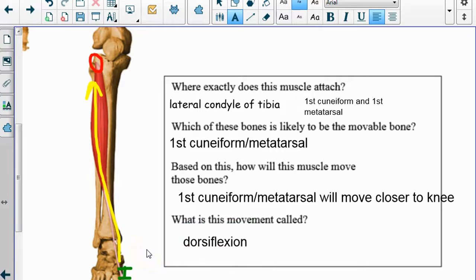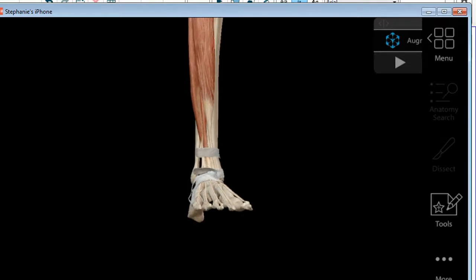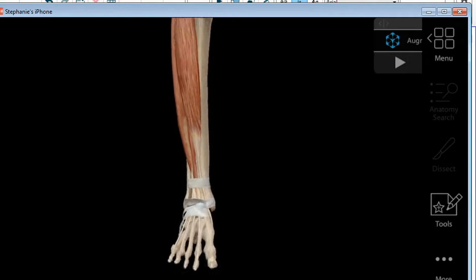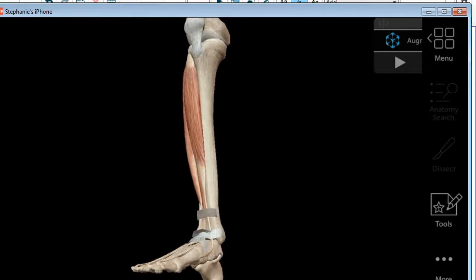Now, based on that, this muscle also does another action, and I'm going to leave you in suspense for just a second. What other motion is accomplished by this muscle? How could we move this end here closer to this end here that's not dorsiflexion? So think about what are the other options for our ankle.